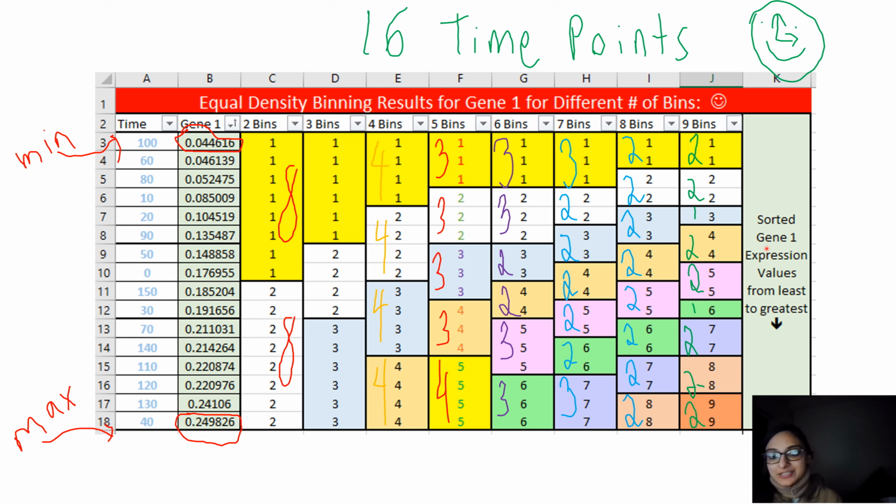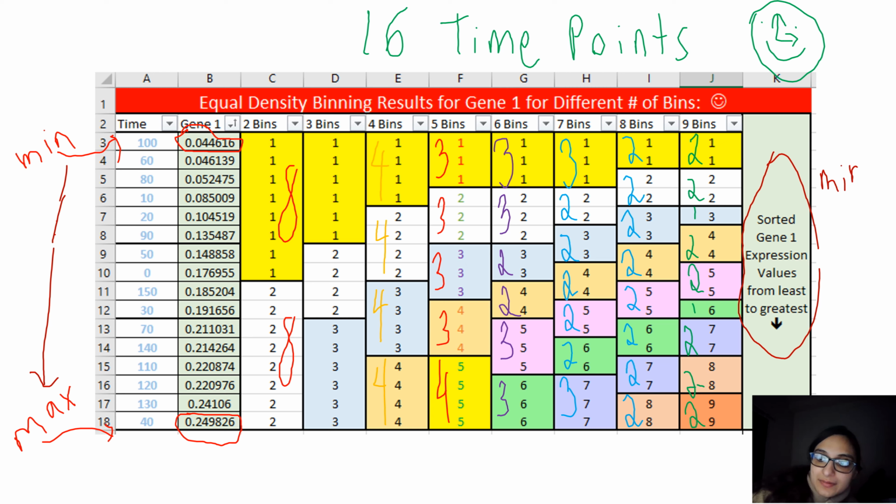So that's how for equal density binning you take the minimum to the maximum. That's how this is looking overall. You're going from minimum all the way down to maximum and you're sorting it. That's what the sorting is, sorting it from min to max. For all these bins, I just kept the sorting the same, and I made sure that I want to have 3 bins, so I'm going to sort them so that I have bins 1 to 3. I want 2 bins, so I have 1 and 2. I want 4 bins here, 1, 2, 3, and 4 are my bins. 5 bins, 1, 2, 3, 4, 5. These are the bins that they are assigned to.